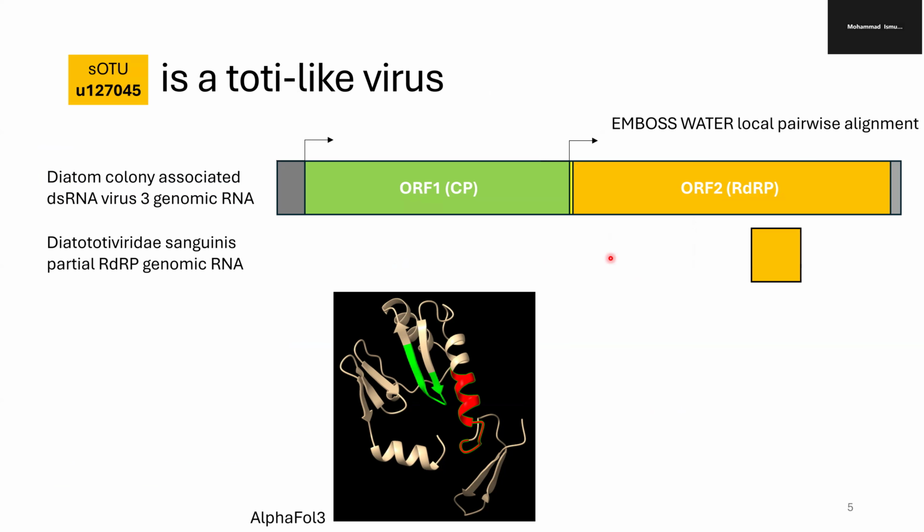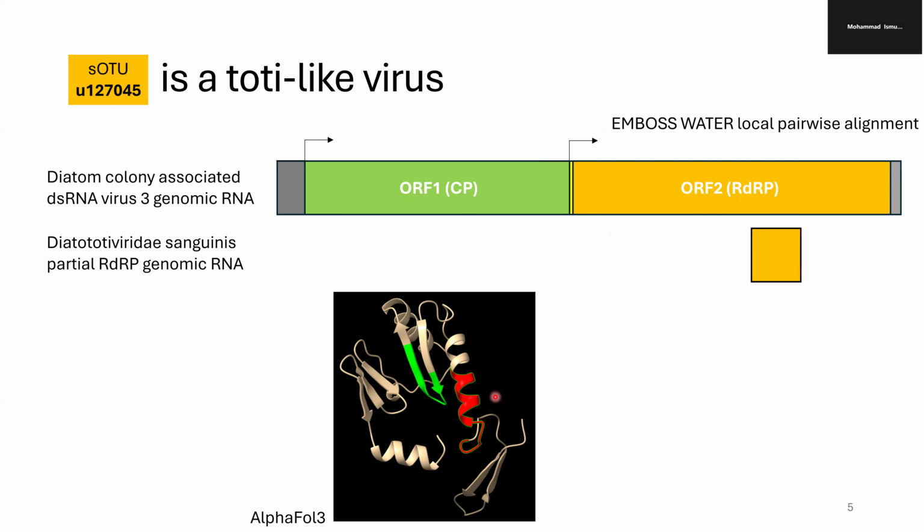Because our genome is really short, it's only a partial sequence of the RdRp protein based on the BLASTP hit. To represent this genome, we chose to align it with the genome of the top BLASTP hit, which is diatom colony-associated dsRNA virus 3, a toti-like virus. Using a local pairwise alignment tool, we were able to map our new genome into ORF2 of the toti-like virus, which encodes the RdRp protein.